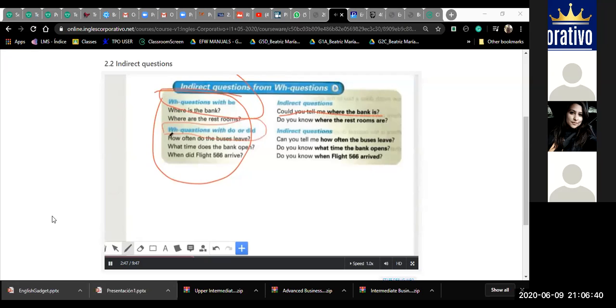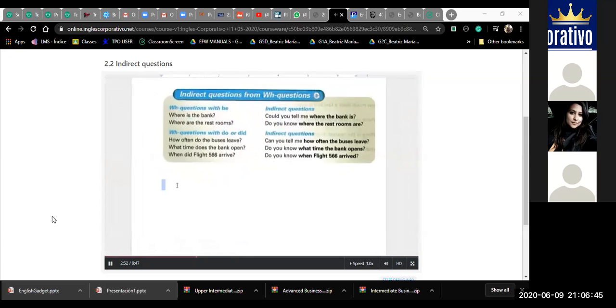Now let's try to make sense of this whole concept here. What we want to do is turn direct questions into indirect questions. Let me propose a formula on how to do this. We want to turn the question, where is the bank, into an indirect question. The way that we'll do that is we will use some kind of polite modal verb. So in this case, could you tell me?